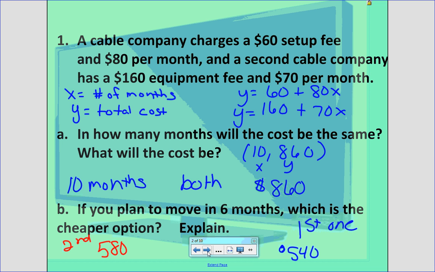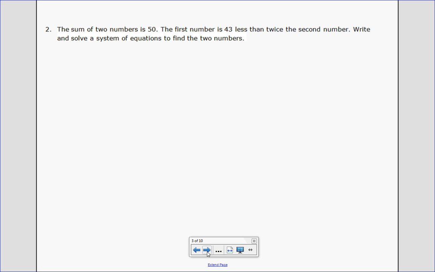All right. So if you knew you were only going to live in an apartment for 6 months, you should have gotten the first one. But if you were going to have that cable for longer down the road, then you should have gotten the second one. Okay, let's look at number 2.